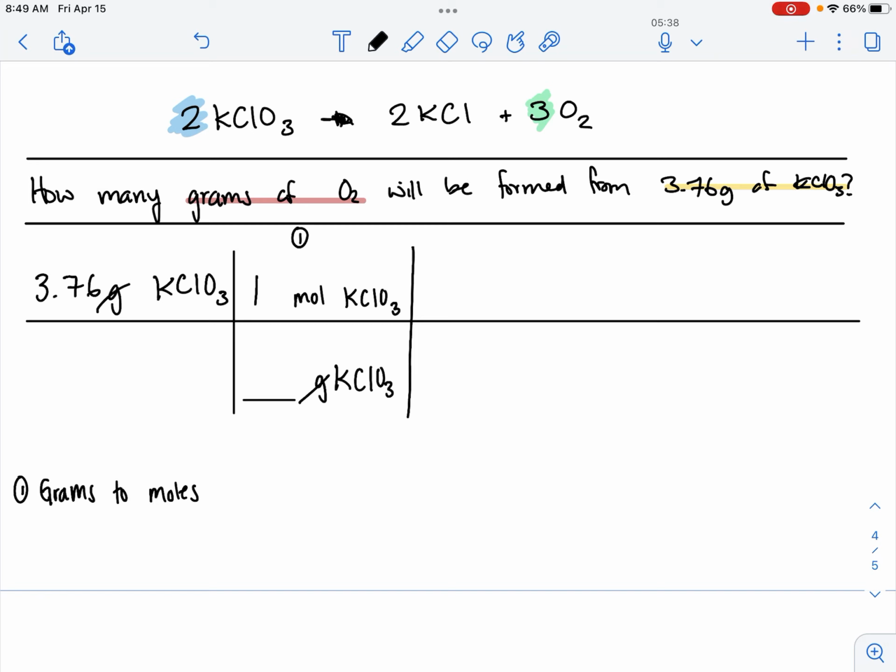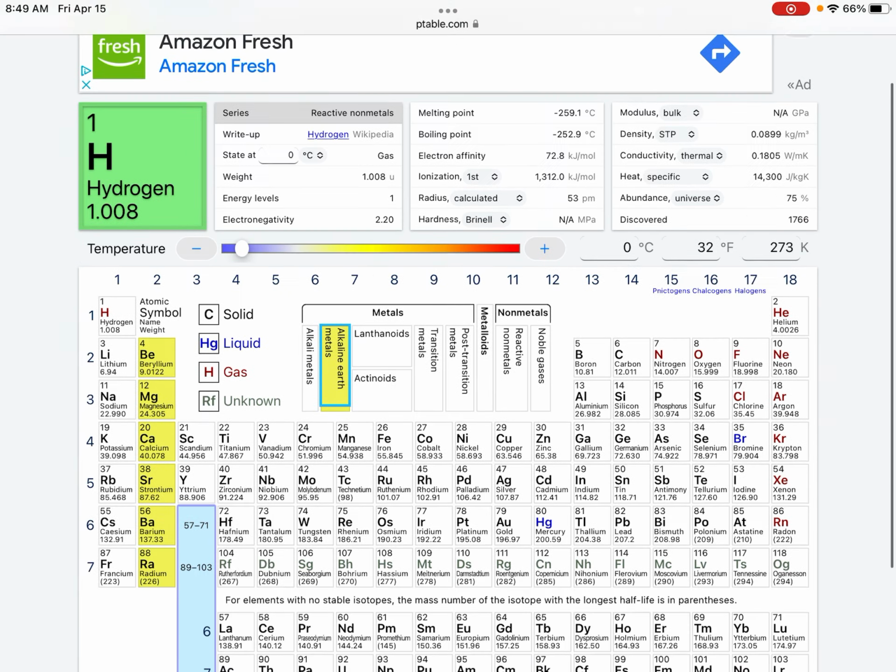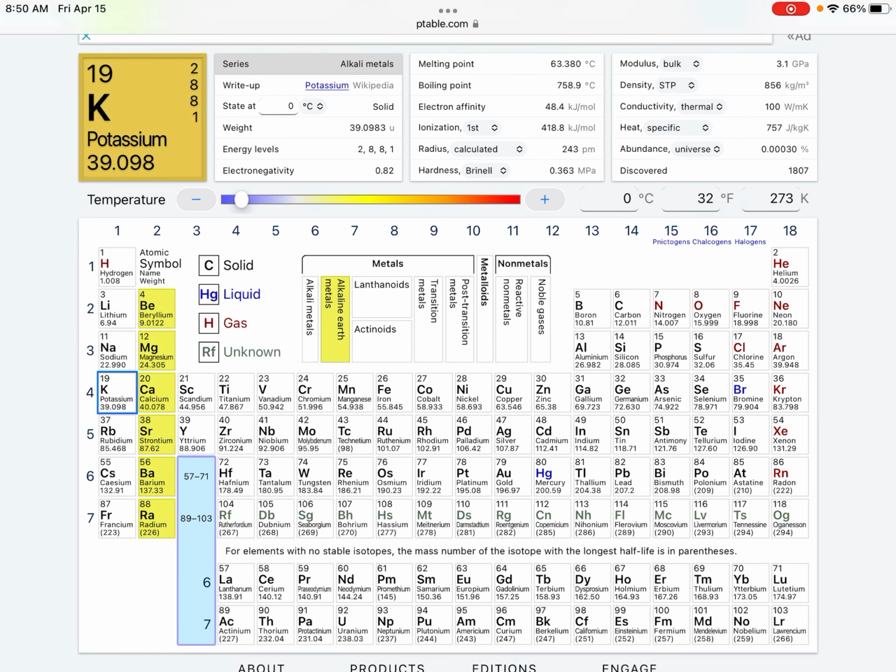Where I get that number is the periodic table. So if I look at the periodic table, I'm going to look for my K. That is 39.09 grams, and I can find that with the bottom number in the periodic table. So 39.09 is K. 35.45 is my Cl. And my O is 15.999. So let's put that all together now. If I want the sum, or the mass, of KClO3, I have to add all of those together.